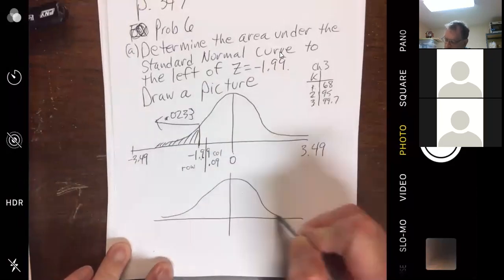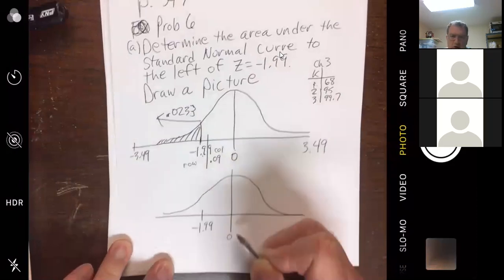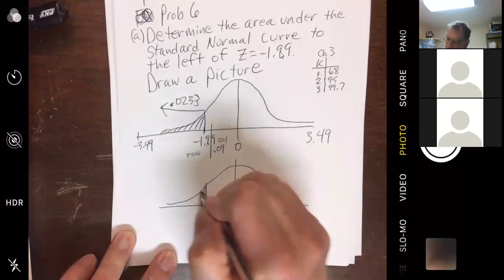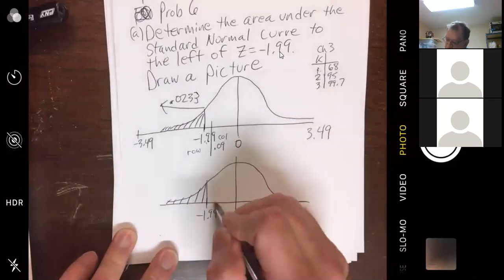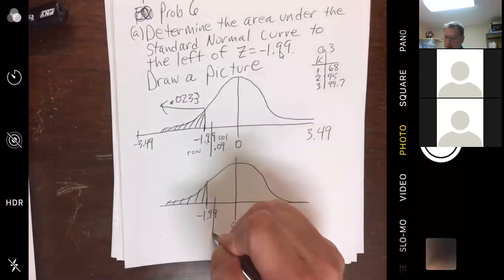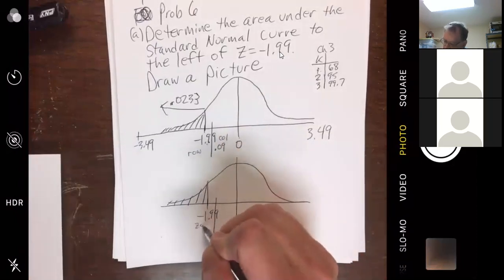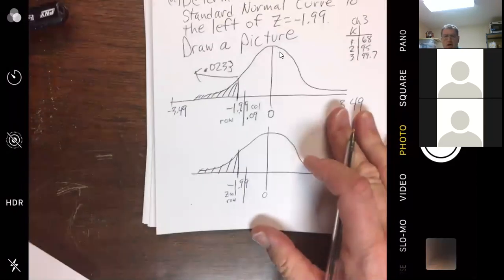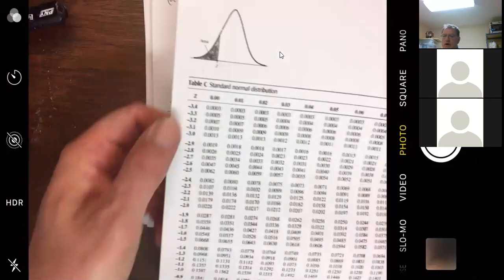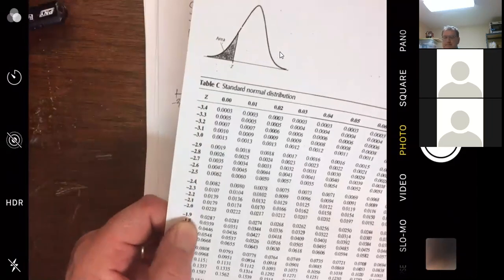So I pictured the problem. They wanted negative 1.99 to the left. This is always 0 at the center. They wanted it left of that. I split off the 9. You find this in the Z column, but it's actually your row. So when I look in the Z column, I'm looking down for negative 1.9.